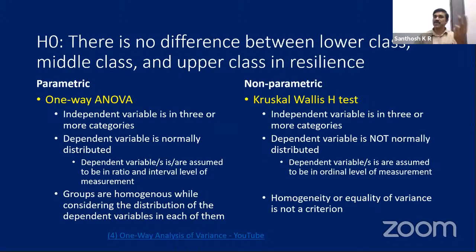If there are 2 categories, we'll go for independent sample t-test. If there are 3 or more categories, we will go for one-way ANOVA. If the dependent variable is not normally distributed, then we will go for Kruskal-Wallis H test. So Kruskal-Wallis H test is the non-parametric equivalent of one-way ANOVA.